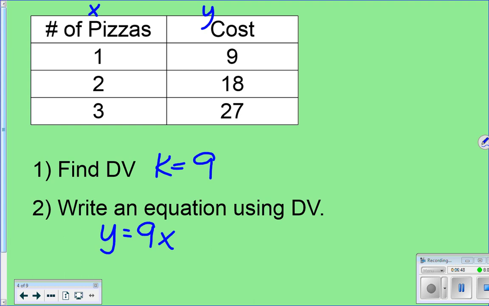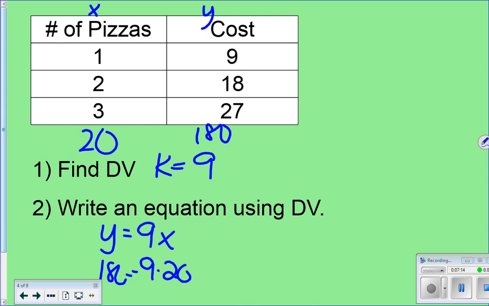So let's say I want to find out what 20 pizzas would cost. How can I insert that into my equation to figure out what 20 pizzas are going to cost? Aiden. 9 times 20, because that goes in my x column. So I'm going to put it in for my x down here. It's going to come out with 180.